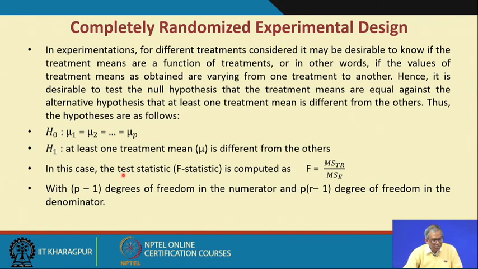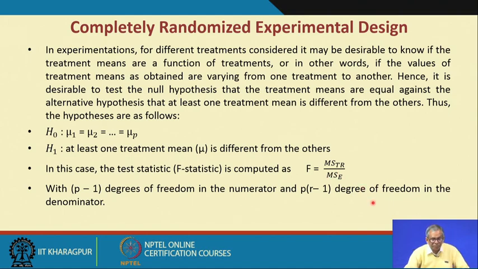So, in this case the test statistic F is computed as F equals mean square treatment divided by mean square error, with p minus 1 degrees of freedom in the numerator and p times (r minus 1) degrees of freedom in the denominator.